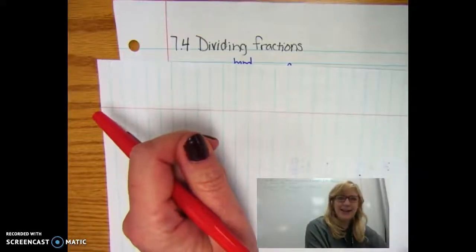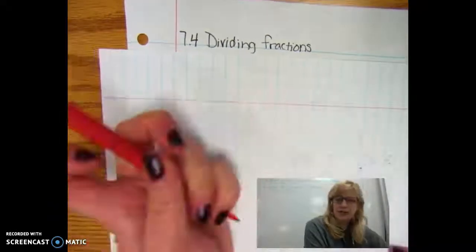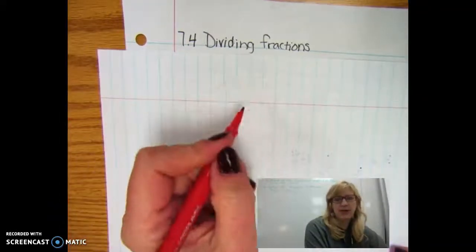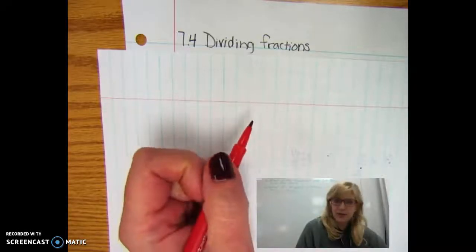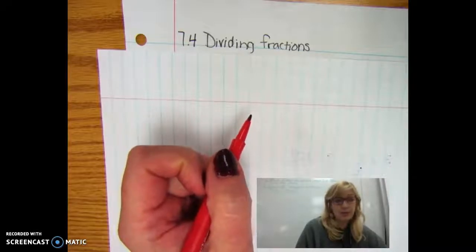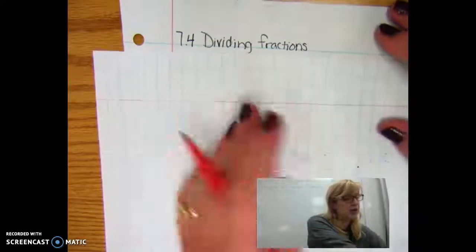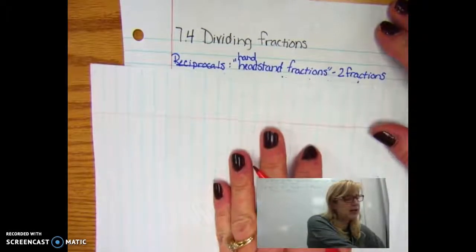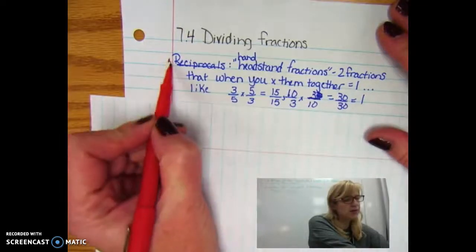All right, class, so today we are going to work on dividing fractions. I think that the trickiest part about this one is which number to flip, and I'm going to explain what that is. It's very, very similar to what we've already done with multiplication. We're actually going to change our division into multiplication, and we're going to do that using a concept that we've talked about before called reciprocals.